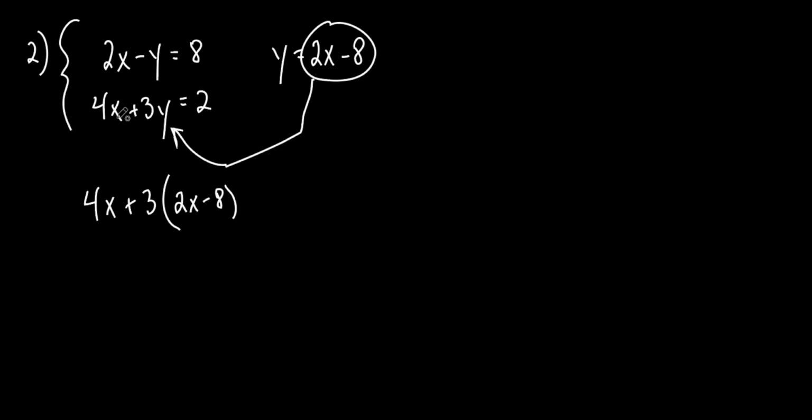Just finish off the rest of the equation. There's my 4x, there's my 3y, correct? Equals 2. And now I got one equation and one variable. Now I can solve for that variable. Just a little bit of Algebra 1 stuff. Let's do it kind of quick.